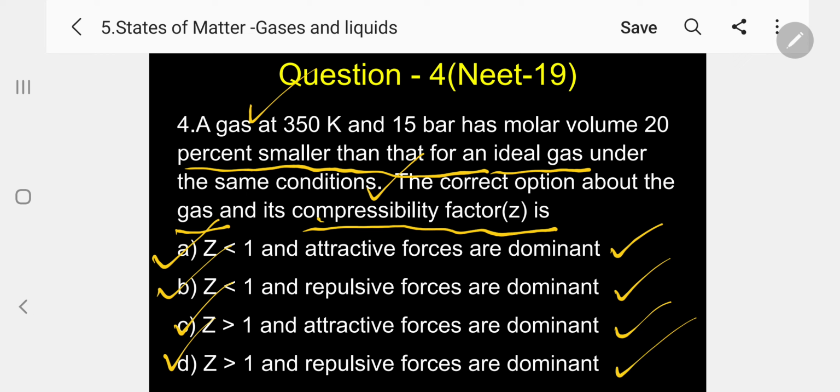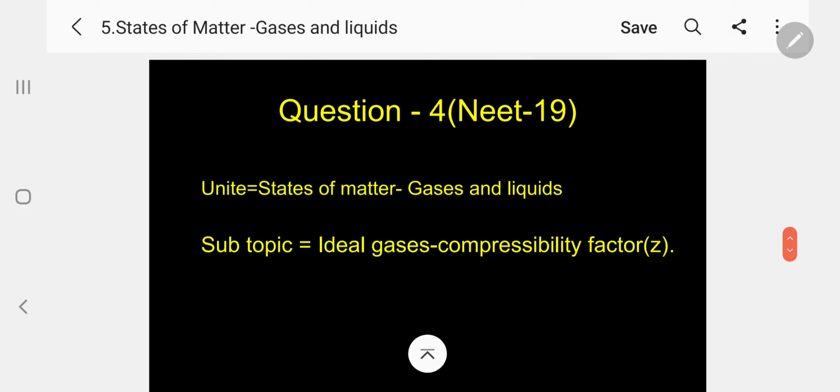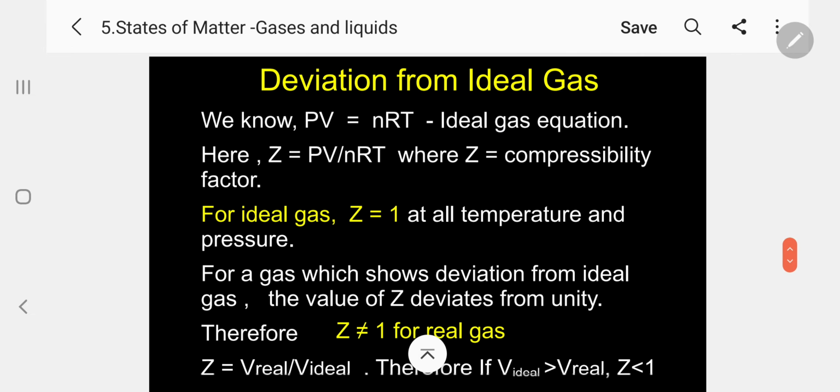So there are no tricks required. It is only based on, you must understand what is the compressibility factor regarding ideal and real gas. If you understand, easily you can answer this question. So that is the trick here. Let me explain now. As usual, the question was asked under the unit gases and liquids under the states of matter. The subtopic is ideal gas, specifically compressibility factor. So I have to explain what is compressibility factor. Please follow.